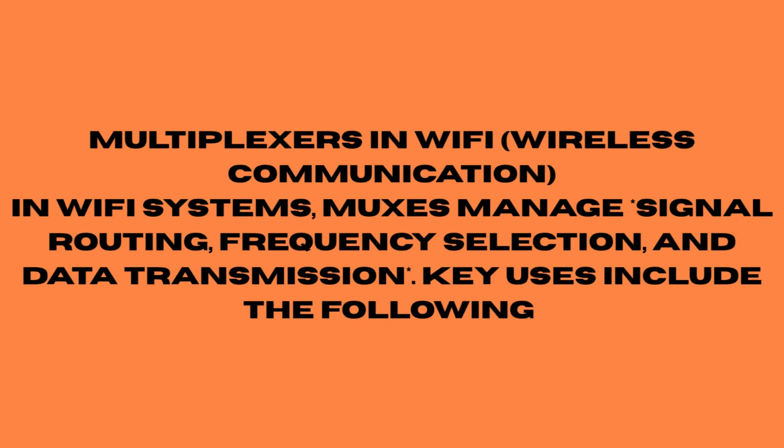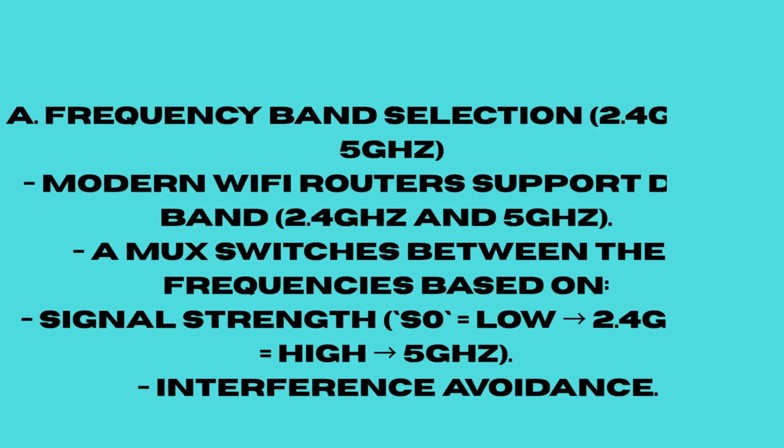Now, let's talk about multiplexers in Wi-Fi, wireless communication. In Wi-Fi systems, multiplexers manage signal routing, frequency selection, and data transmission. Key uses include the following: frequency band selection, 2.4 GHz versus 5 GHz. Modern Wi-Fi routers support dual band, 2.4 GHz and 5 GHz. MUX switches between these frequencies based on signal strength. S0 equals low → 2.4 GHz, S1 equals high → 5 GHz.